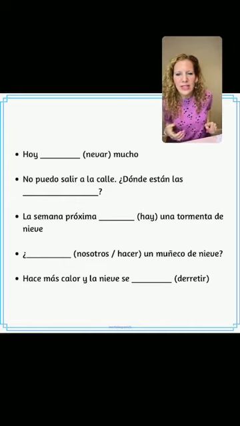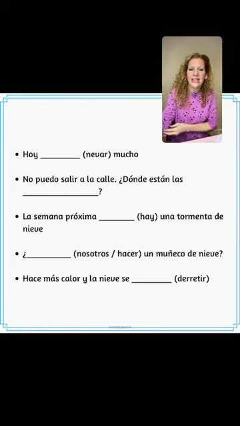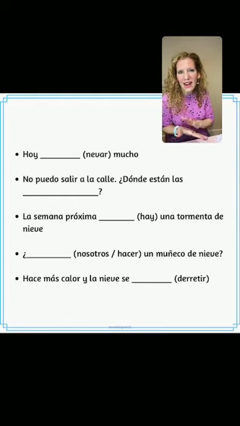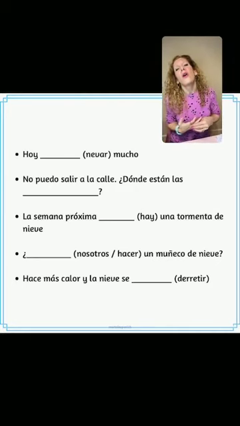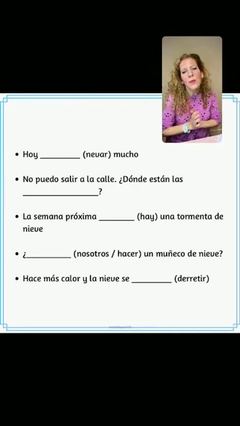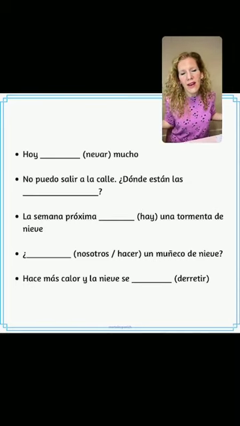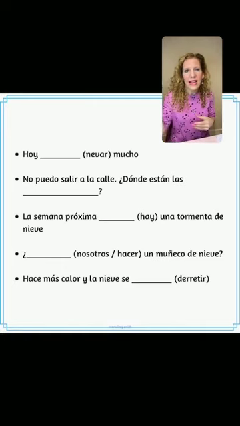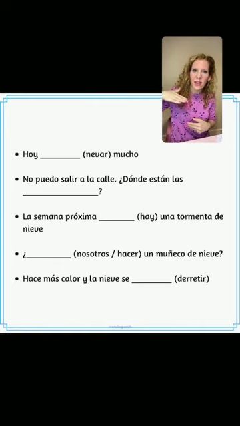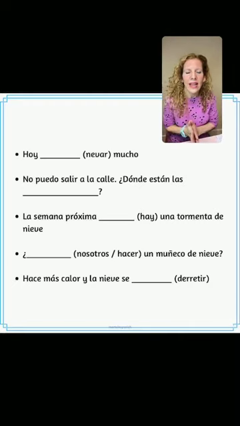Okay, so we have to say hoy, nieva mucho. That will be like it's now. So it will be better to say está nevando. Okay, you can say hoy está nevando mucho. Or you can say maybe it has been snowing all day and you want to tell me hoy ha nevado mucho. Okay, today it has snowed a lot. If it's the end of the day, we are still in the day, and you can say that hoy ha nevado. Muy bien. Perfecto. Okay, next one.